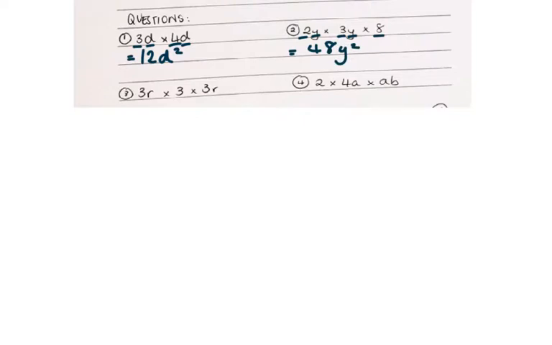Next question, 3r times 3 times 3r. So multiply my numbers first. So 3 times 3 times 3 equals 27. And then I have r times r, which gives me r squared. And my last example here, which is 2 times 4, which gives me 8. And then I have a times a, which is a squared, and then b on its own because it's not multiplied by any other like terms, and we don't write our multiplication sign in between, so it'll be 8a squared b.